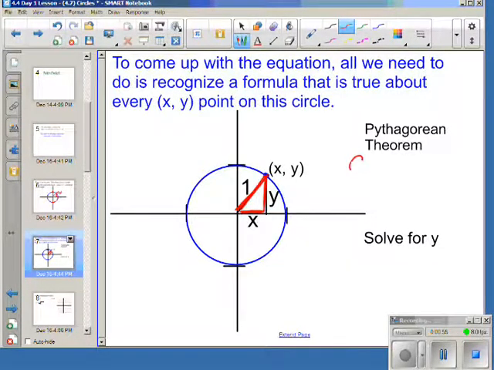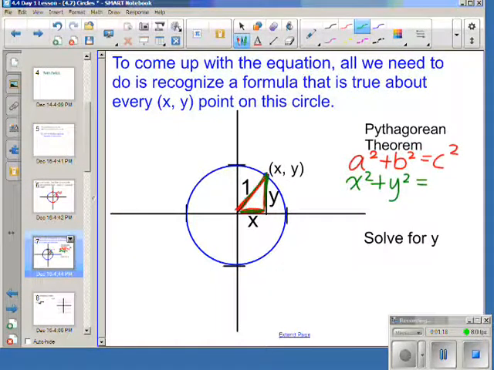So remember, Pythagorean theorem is a squared plus b squared equals c squared. A and b are the sides of your triangle. So the first side of my triangle is x, so I'm going to have x squared. Second side of my triangle is y, so it's going to have y squared, equals my hypotenuse, which is 1 squared. So that's my equation. So now I want you to pause the video and see if you can solve this for y.